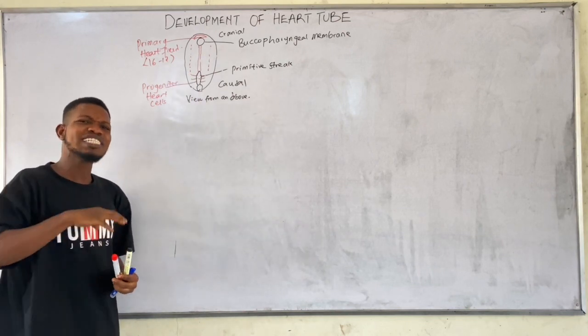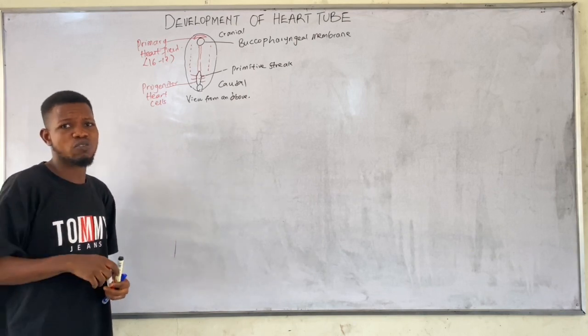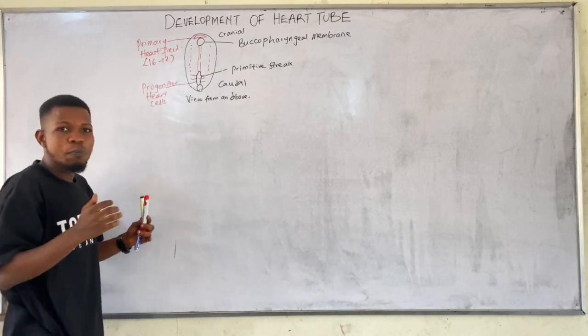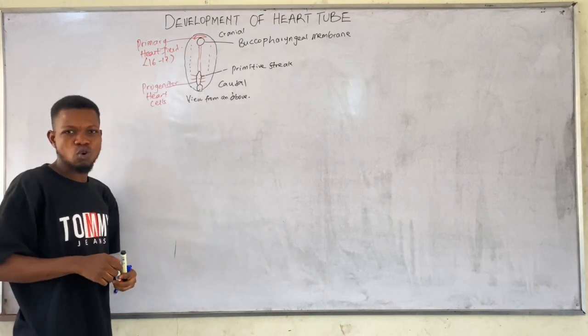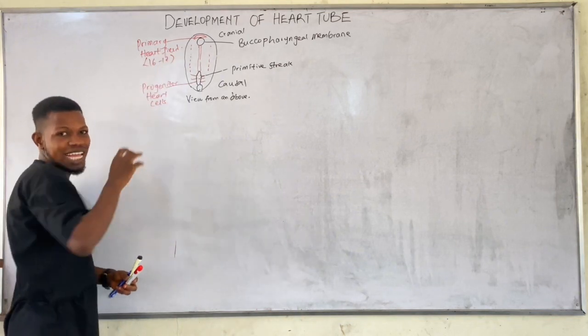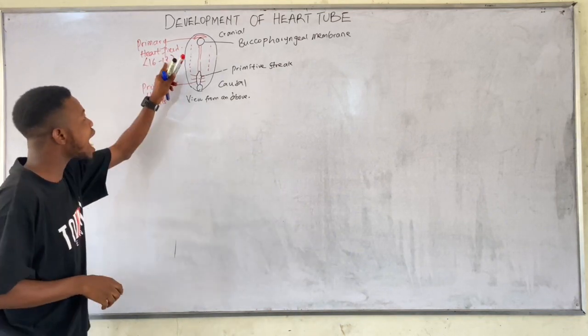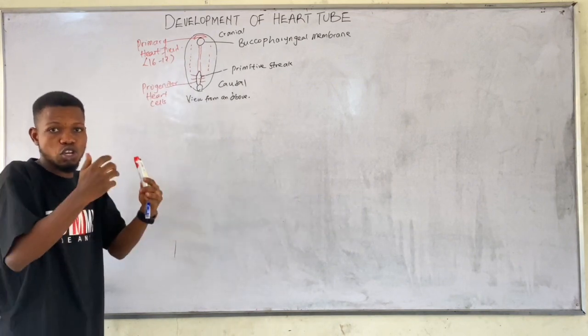You need to know that the heart starts beating around the 5th to 6th week of development. You need to take note of that. So we now have mesodermal cells clumping together at the cranial aspect of the embryo, which are the progenitor heart cells, and they have given rise to what we call the primary heart field. It is the primary heart field that will make up the heart tube, the one that will form the structures of the heart tube.